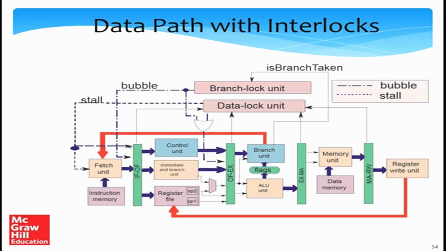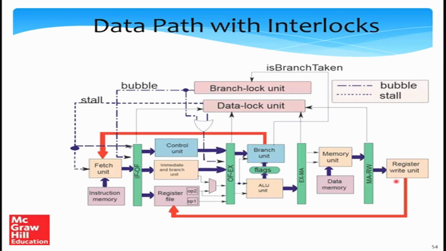Let's now take a look at the data path with interlocks. So we have our data lock unit here in place. The addition in this diagram is the branch lock unit, which is the new unit over here. The branch lock unit takes its input from the branch unit, which gives a 1-bit signal whether the branch is taken or not. Since we have chosen option 3, only when a branch is taken do we insert bubbles, converting instructions in the IF and OF stages to bubbles.